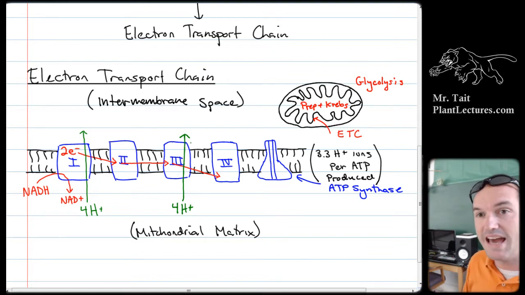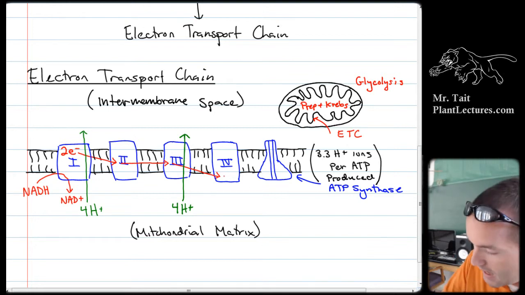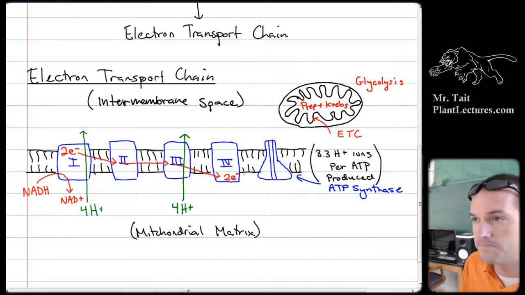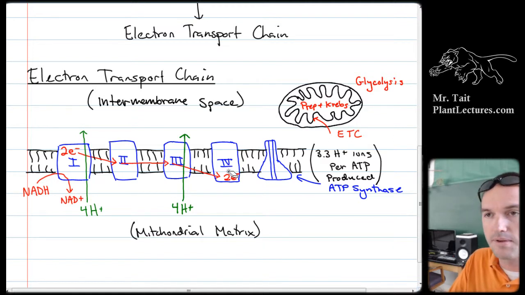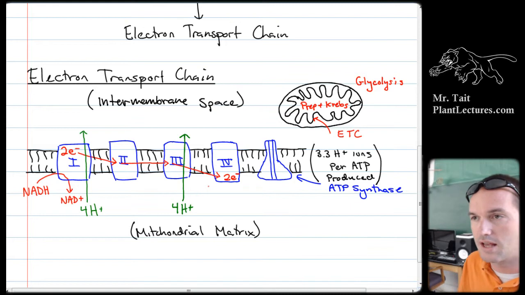Now, when they get to the end, they are low energy electrons, right? Now they are sad, low energy electrons. So there's going to be a traffic jam here of electrons where all these low energy electrons are going to build up in this complex, in complex number 4. And that's bad because then that won't allow any more electrons to travel down the electron transport chain. So there has to be a place for them to go.